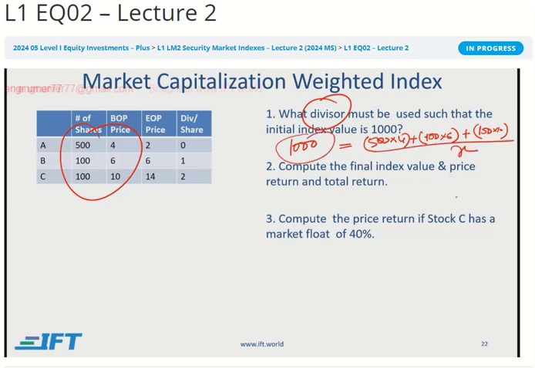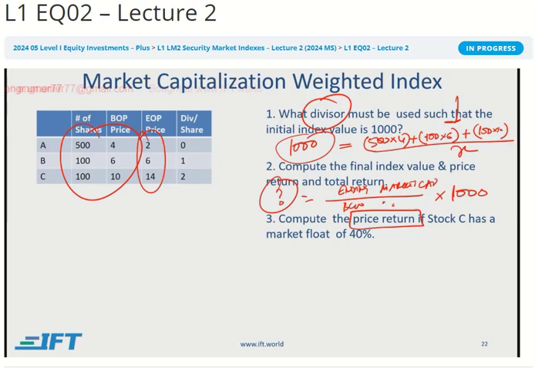Next, what I want you to do, assume that this index is at 1000. We want to find out where is it going, right? So what is the ending market cap and what was the beginning market cap? Beginning market cap is obviously given by this numerator over here, which is 500 into 4 plus 100 into 6 plus 100 into 10. So you calculate the ending using these prices and you tell me what is the ending index value. Then based on the beginning index value and ending index value, I want you to calculate, ignore this for now, what I want you to calculate is the final index value, calculate the price return.